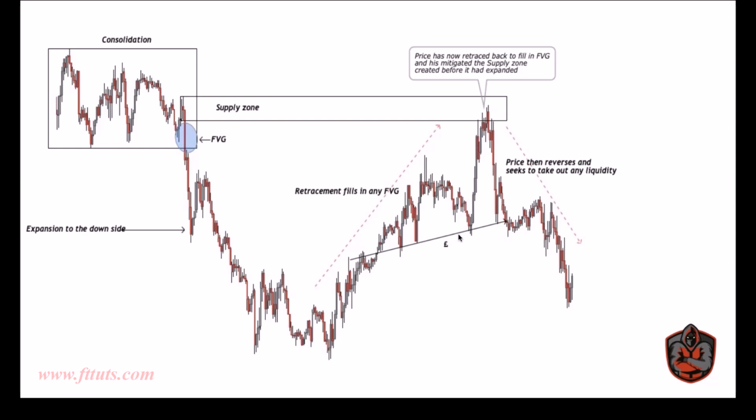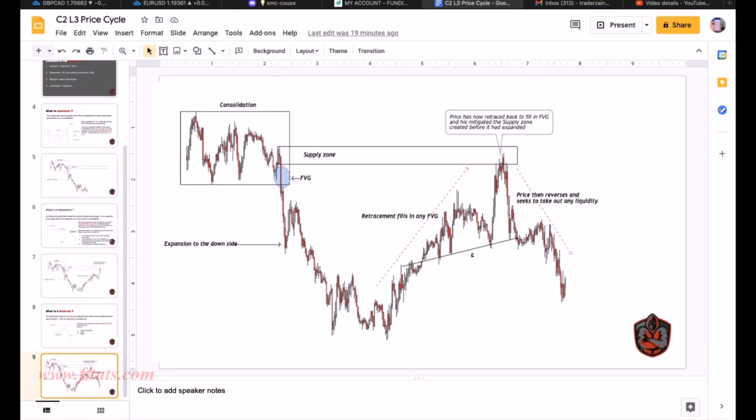What do we have here? Trend line. And what is that? Liquidity. What did price do? Seeks to take it out. Now, that is literally all. These are the 4 concepts to understanding the price cycle. And I'm going to quickly show you guys examples before I wrap up this lesson.